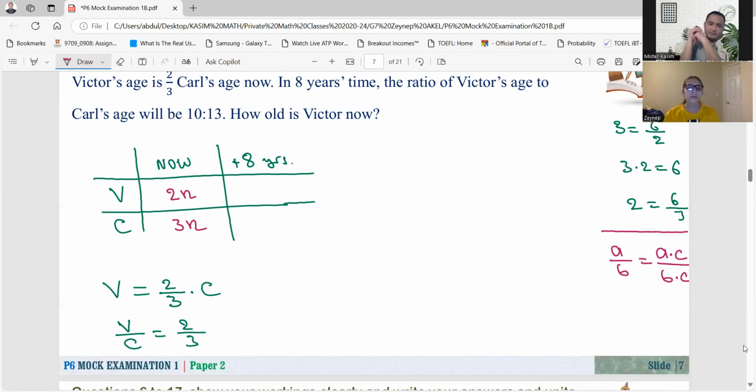Now, Zainab, tell me, if Victor is 2n years old right now, how old will he be after 8 years? 2n plus 8. Good. How about Carlos? 3n plus 8. That's it. These are the given information. Now read the question.